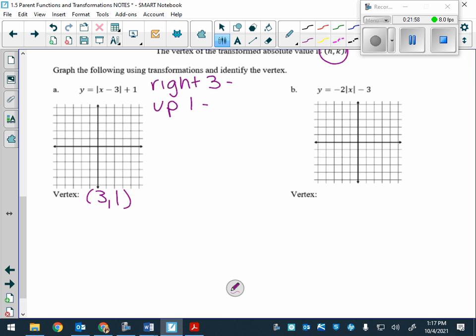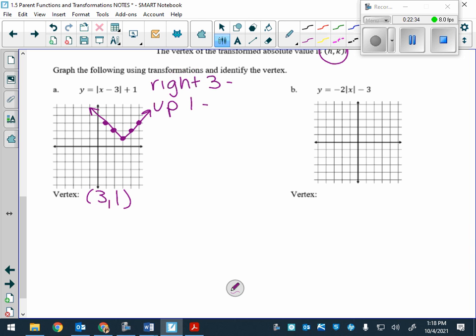So I'm going to first graph my vertex, 3, 1. Now, since my A value is 1, my slope is actually 1 over 1. So from the vertex, I'm going to go to the right, up 1, to the right, 1. Whatever I do to the right, I also have to do to the left. So I continue like you would be graphing a line, however, going in the opposite direction. And that is your V shape.